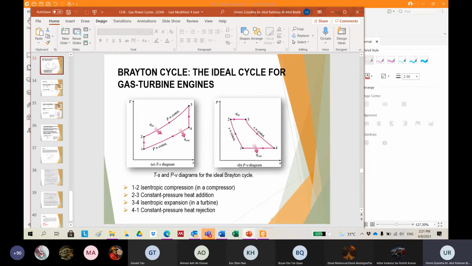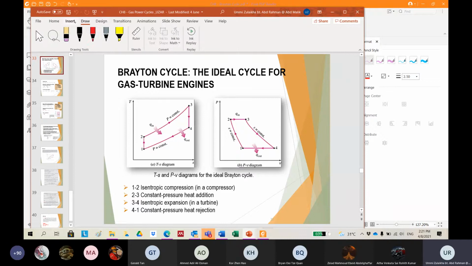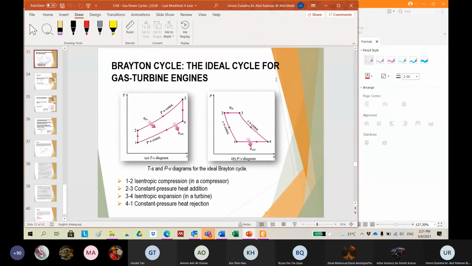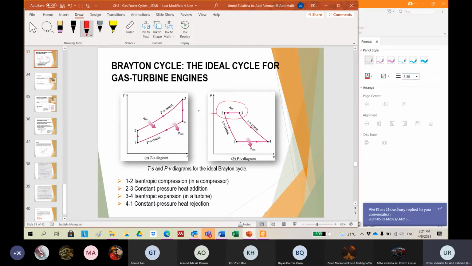That's why during the exam or during the test, my slides, my solution, and the property table that I provided are allowed to be used. Clear? So from here, you know that Q in is here, and here you have P2 equals P3. So you implement.